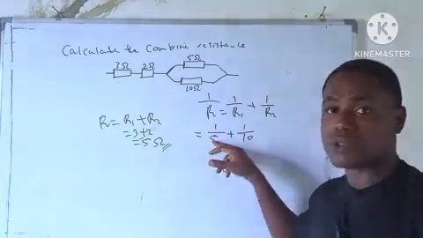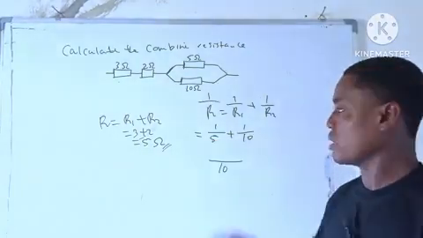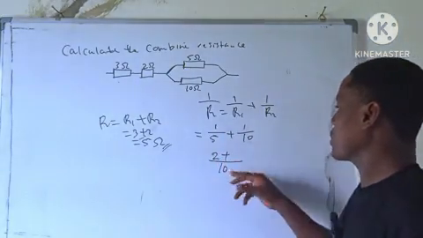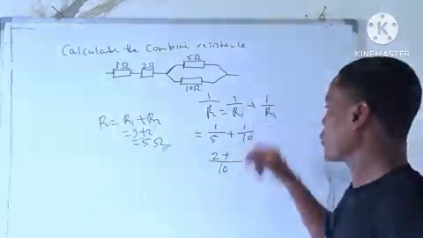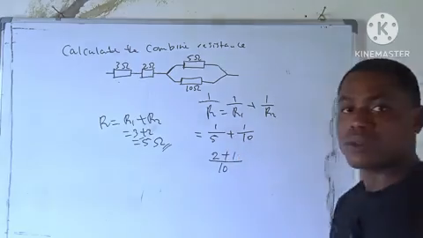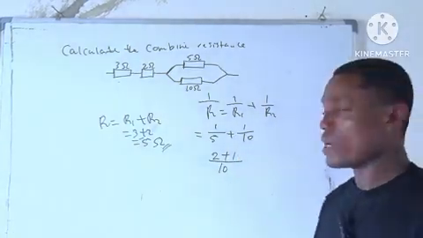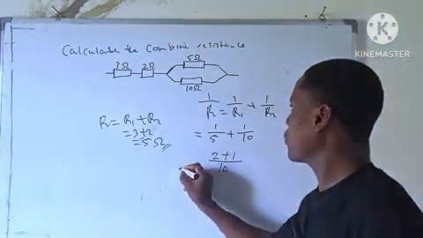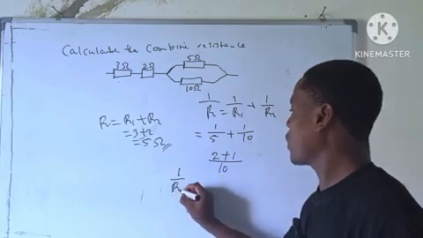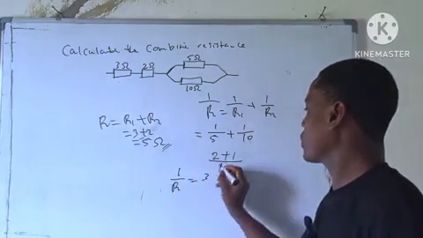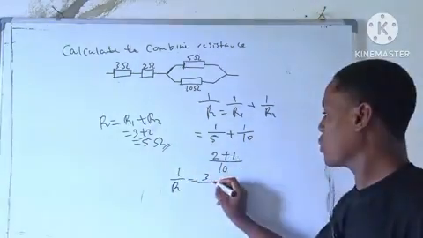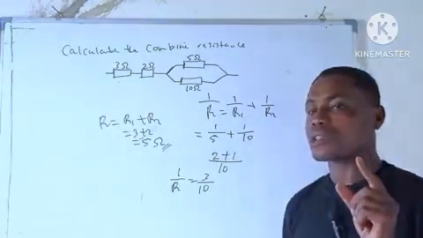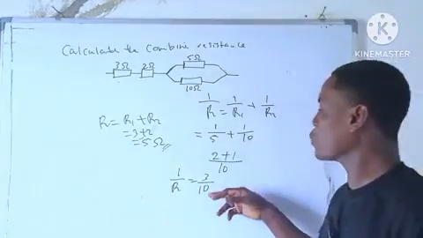10 divided by 5 is what? Is 2. Then 2 times 1 is 2 plus. Then 10 divided by 10 is what? Is 1. 1 times 1 gives us 1, right? Then 2 plus 1 is 3. So we have 1 all over R equal to 3 all over 10.